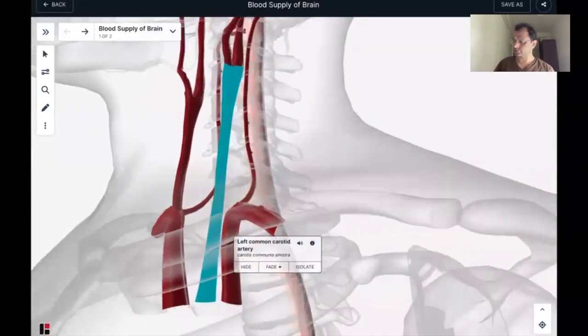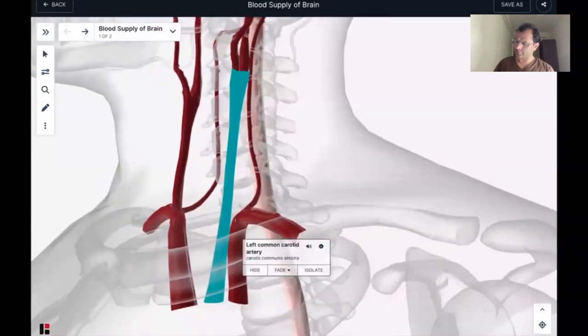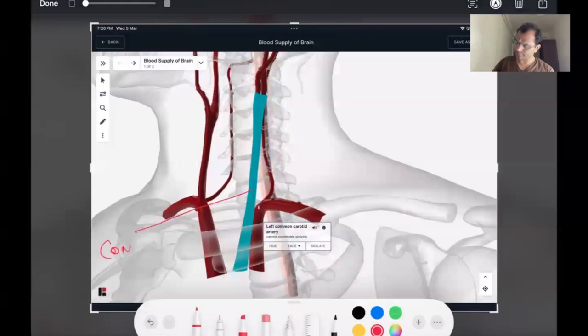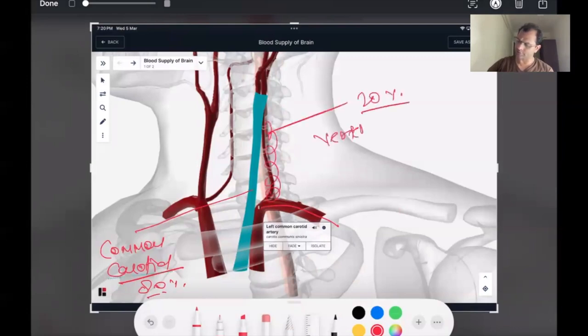Suppose we take the example of the left side. In the left side, the common carotid artery supplies 80% of the brain. And from the subclavian artery, there is one branch going upward. It will supply 20% of the brain. The name of this artery is the vertebral artery. Sometimes when we bend the neck to the back side we feel dizziness. It means there is a compression on the vertebral artery.